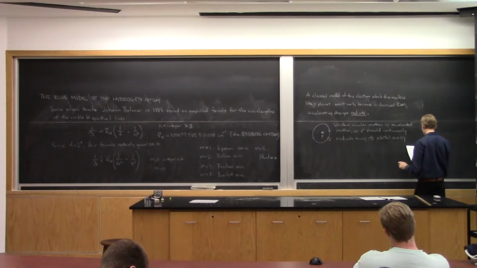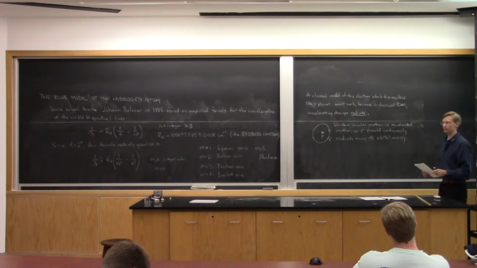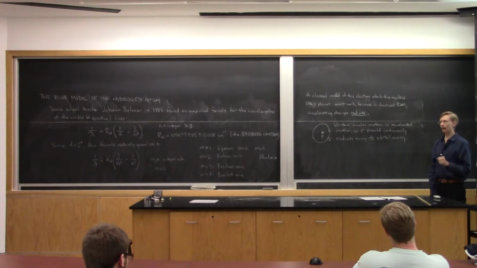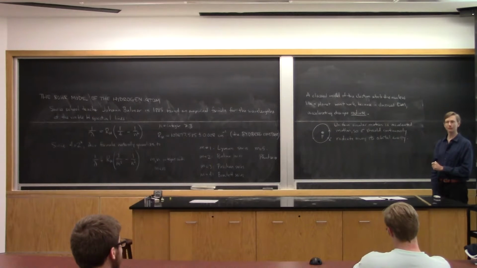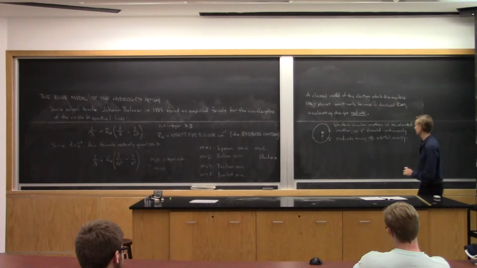And if you run the numbers, you find it should spiral into the nucleus in about 10 to the minus 12 seconds, about a trillionth of a second. Observationally, atoms have existed for longer than a trillionth of a second. From this we conclude that this doesn't actually happen.